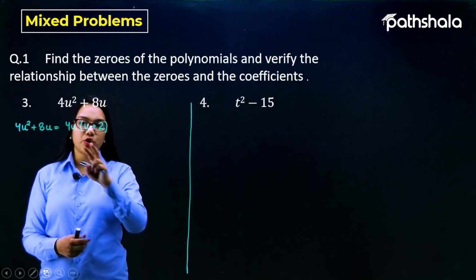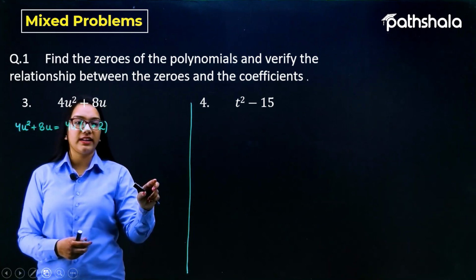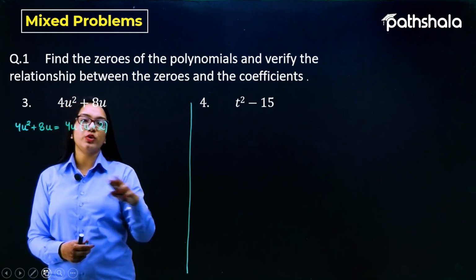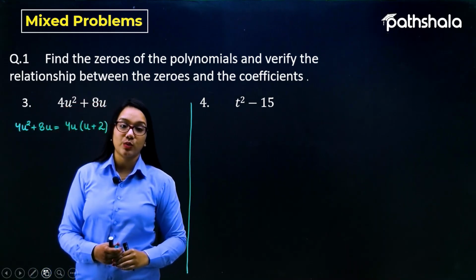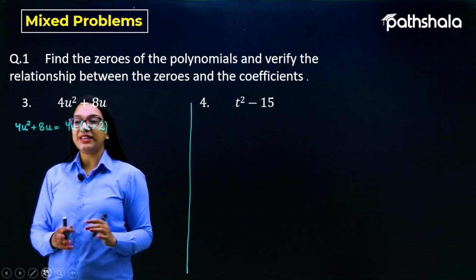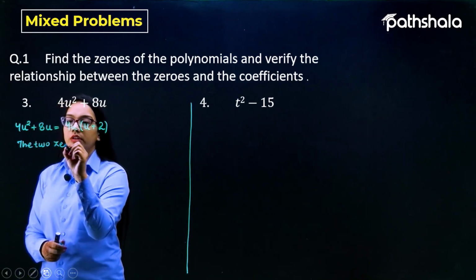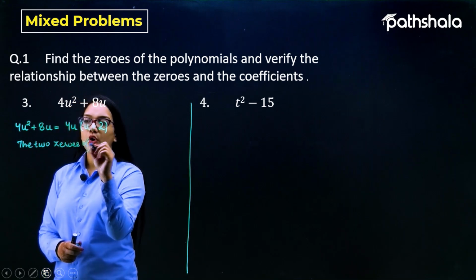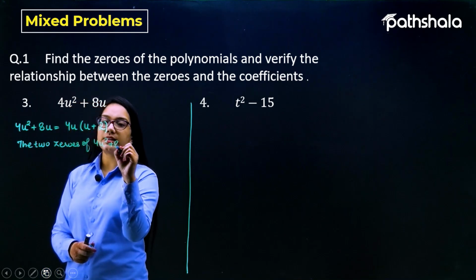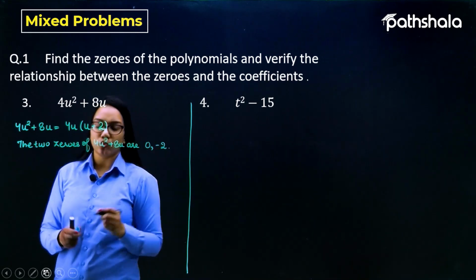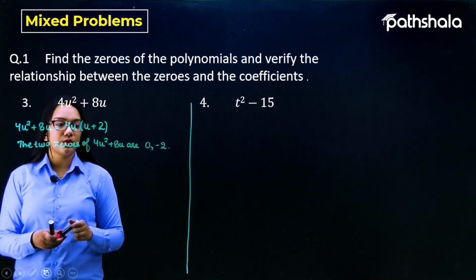So when we substitute 4u is equal to 0, we get the answer as u is equal to 0. And when we substitute u plus 2 is equal to 0, we get the answer as u is equal to minus 2. So it means that the two zeros of 4u square plus 8u are 0 and minus 2. These are the two zeros.